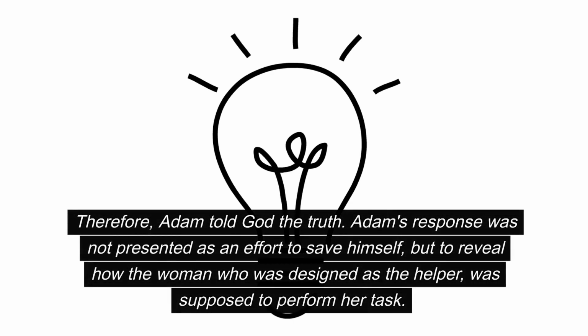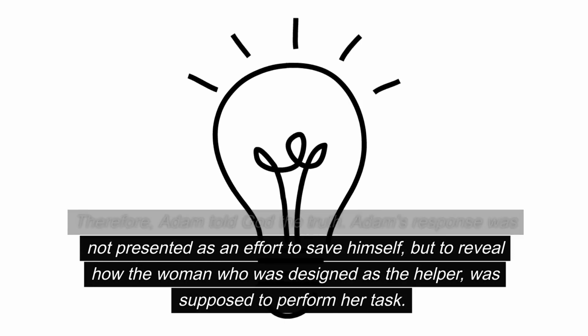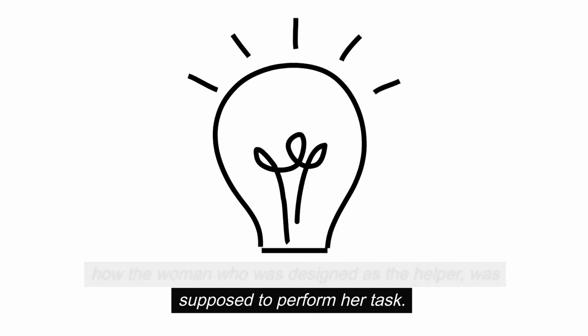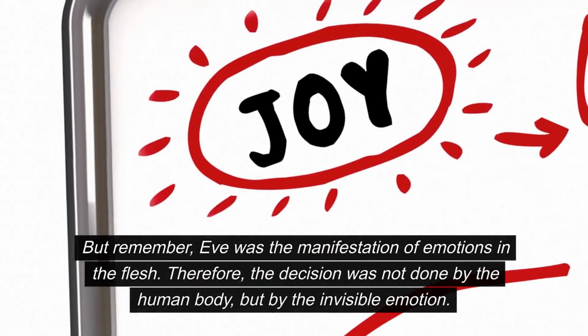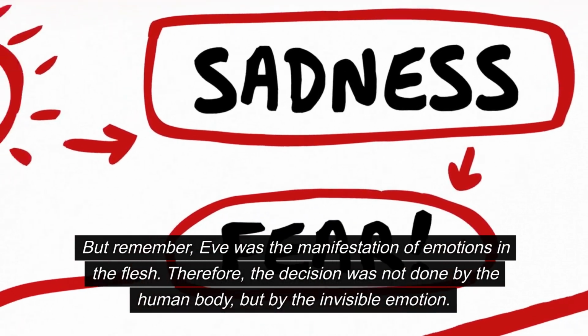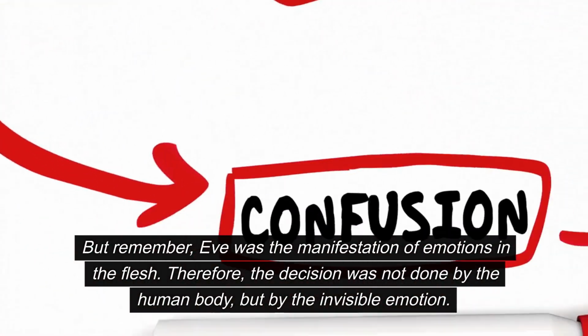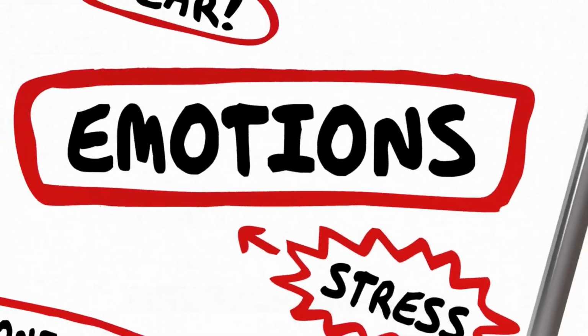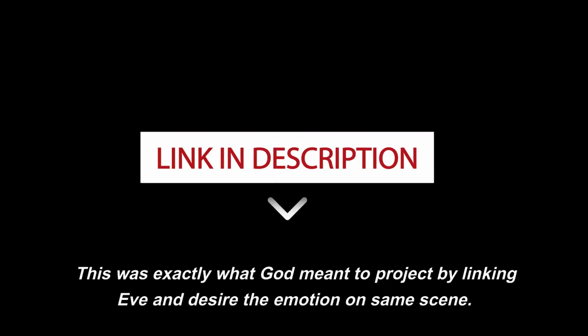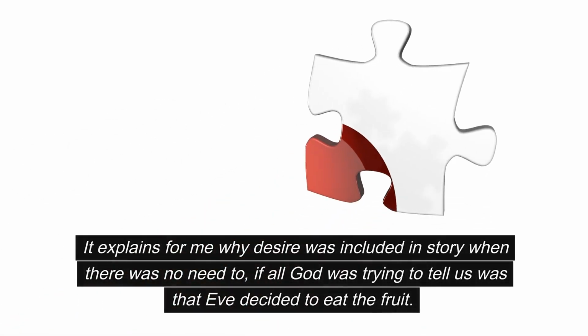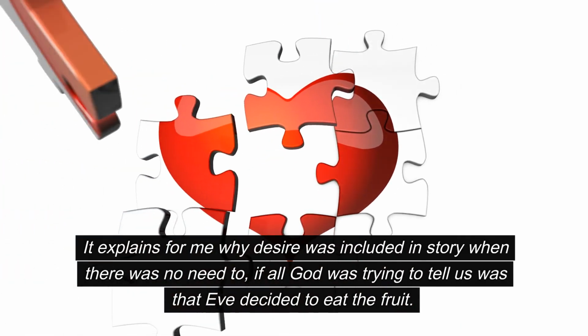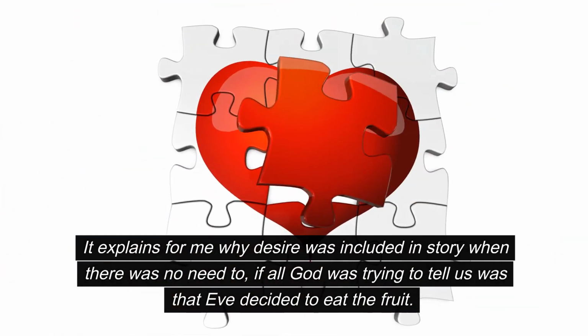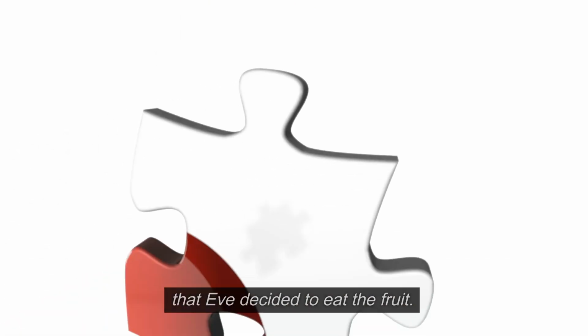Adam's response was not presented as an effort to save himself, but to reveal how the woman who was designed as the helper was supposed to perform her task. But remember, Eve was the manifestation of emotions in the flesh. Therefore, the decision was not made by the human body, but by the invisible emotion. This was exactly what God meant to project by linking Eve and desire, the emotion, in the same scene. It explains for me why desire was included in the story when there was no need to, if all God was trying to tell us was that Eve decided to eat the fruit.